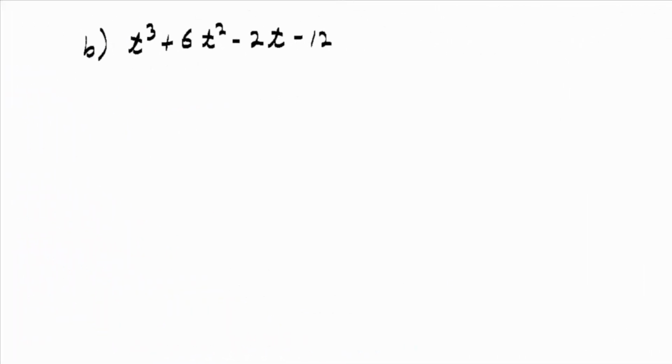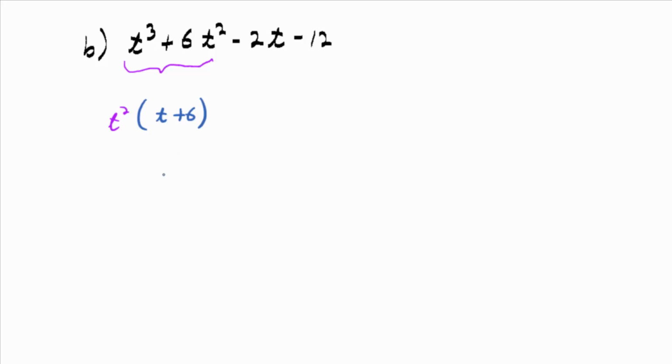Part B, we're factoring by grouping. T cubed plus 6t squared minus 2t minus 12. So what's the GCF of the first 2 terms? Well, we're hoping we can group the first 2 together, right? Hopefully we don't have to rearrange it. Sometimes you do, though. Not in this case, I don't think. What's the GCF of t cubed plus 6t squared? T squared. What's left on the inside when you factor out t squared from just the first 2 terms? T plus 6.